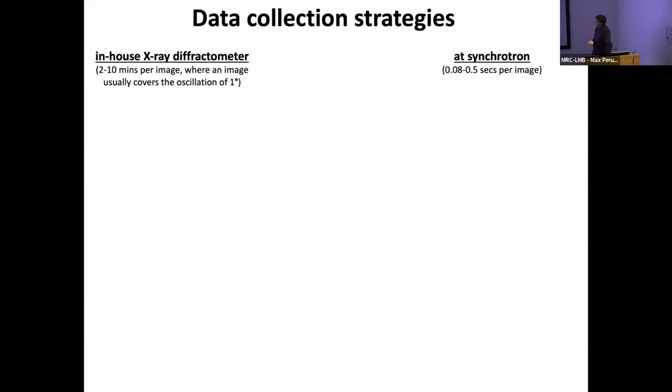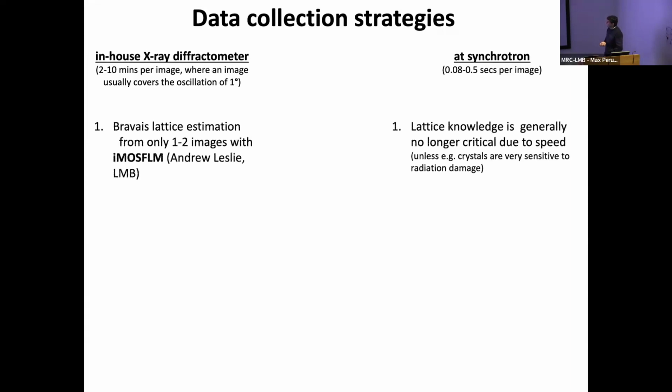Data collection strategies. Again, this can vary between the in-house source and the synchrotron, because of the speed of the collection. In the house, one image takes 2 to 10 minutes. So if you have a few crystals to do, you'd like to collect as little data as possible for each crystal to move faster. In that case, it's important to find out your space group, your Bravais lattice. At the synchrotron, you don't really care anymore. As I said, in 20 seconds you can collect 360 degrees, so it will take you longer to understand the strategies than to collect the data.